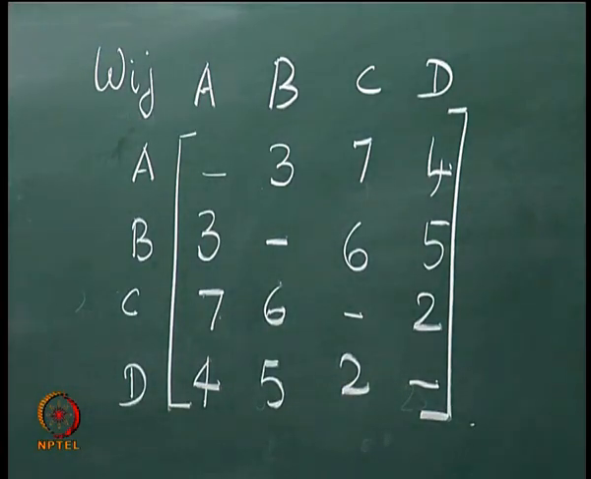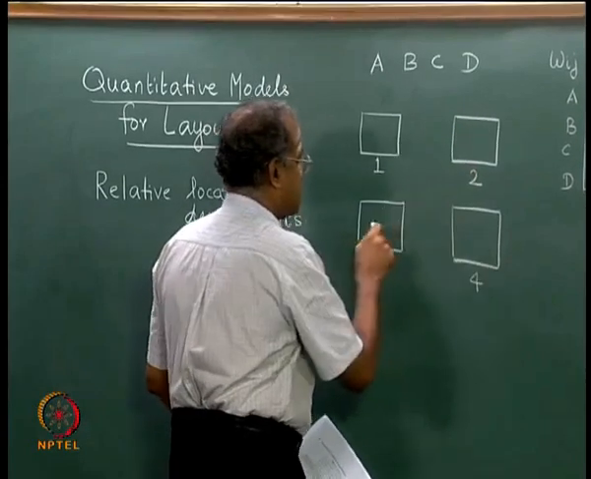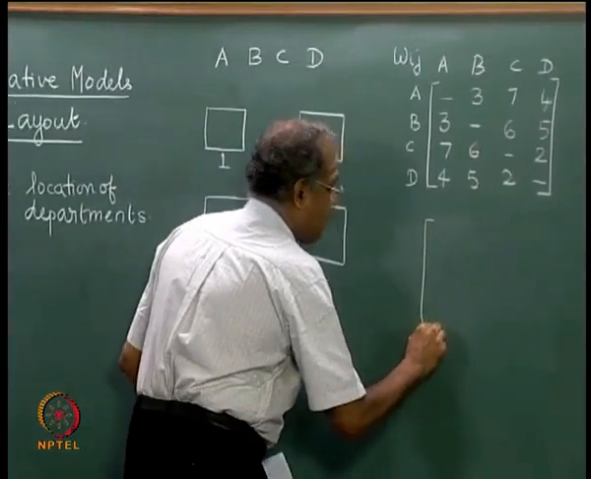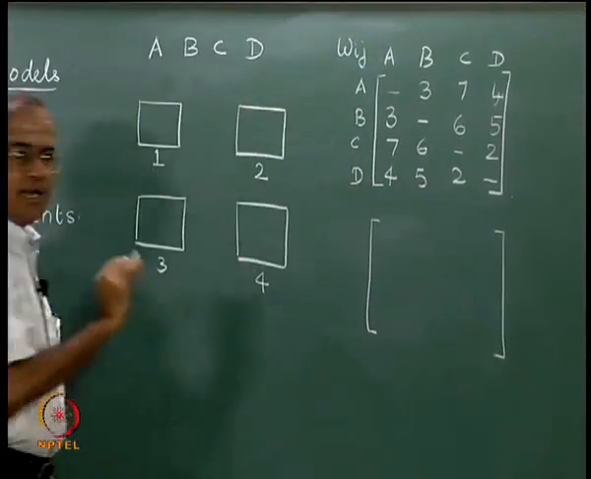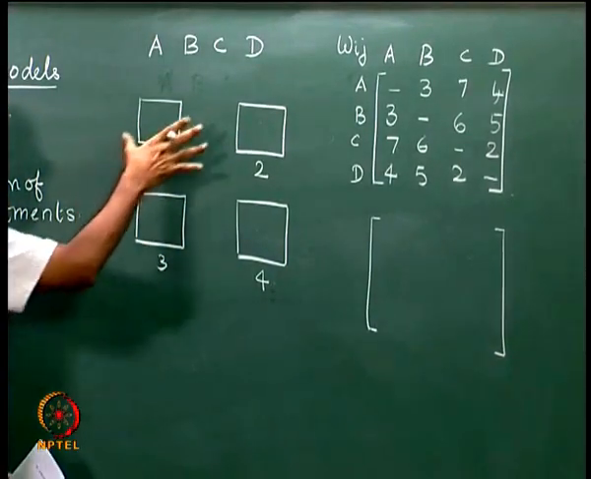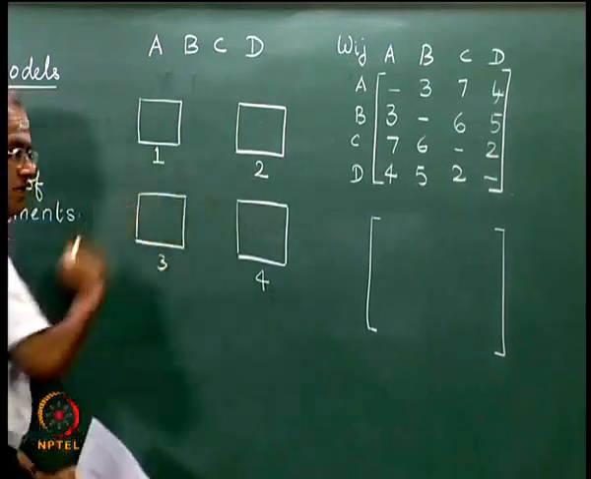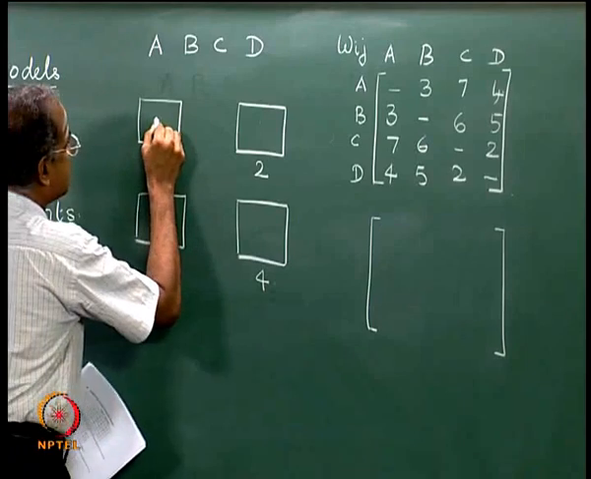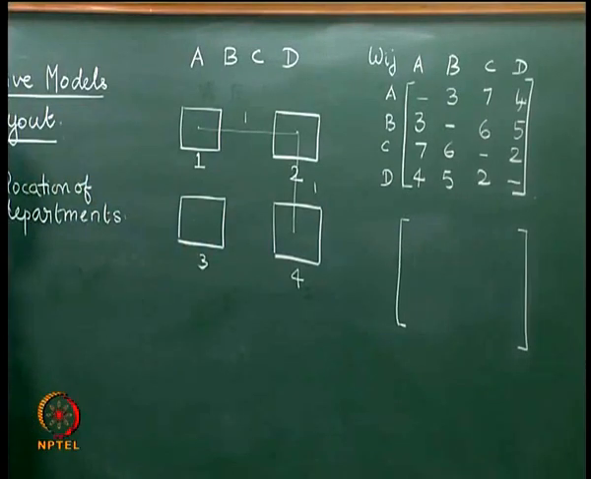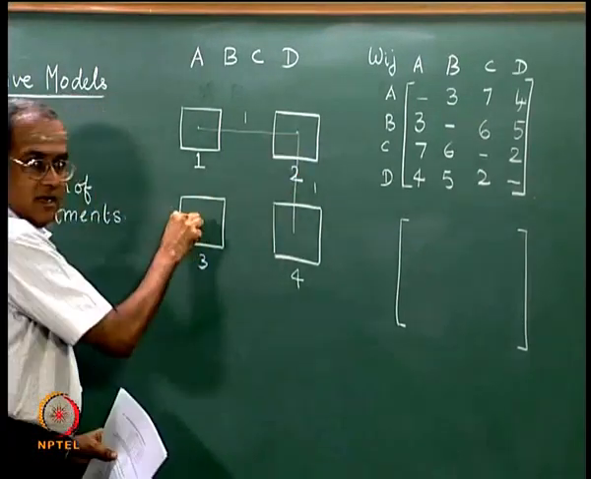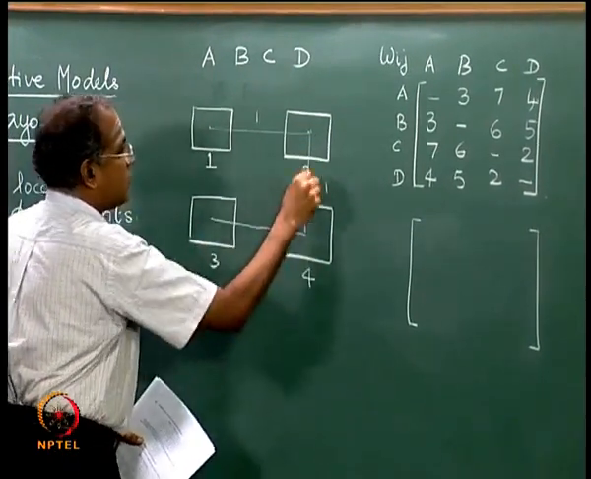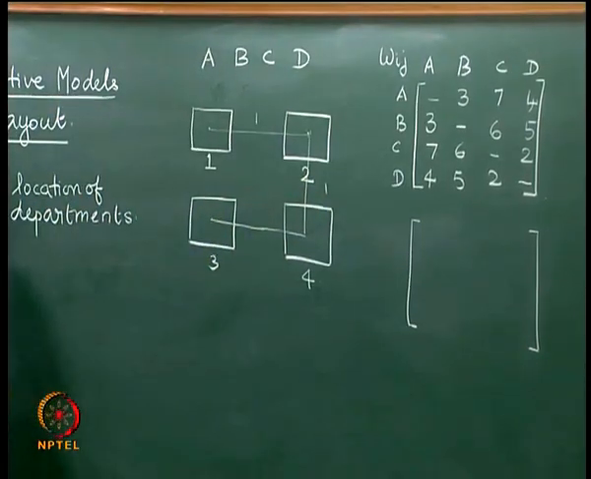We also create a distance matrix amongst these 4 sites, which we call 1, 2, 3, 4. Initially we assume that all these 4 are of the same size and all are placed equidistant from this point. Therefore if this distance is treated as 1, this would also be 1, and for the distance between this and this, we do not take the Euclidean distance, we take the rectangular distance, and therefore the distance will be 1 plus 1, which is 2.